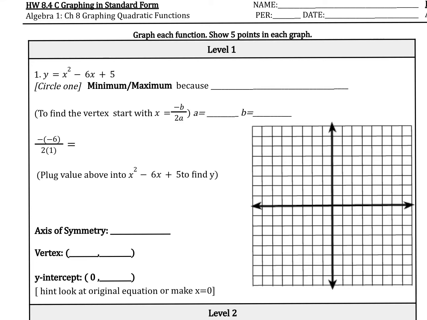Homework Review 8.4c Graphing in Standard Form.